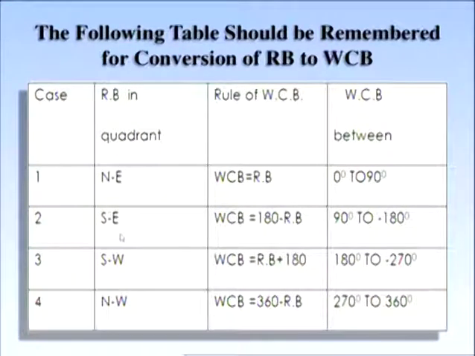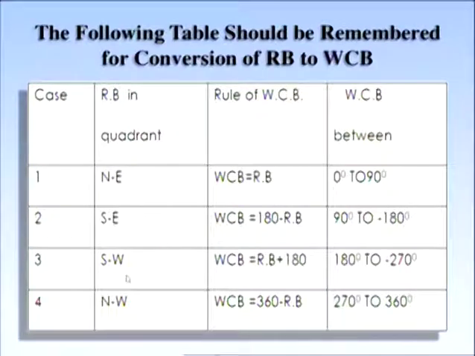Suppose it is in the second quadrant, that is in a southeast direction, south toward the east. Then to find the whole circle bearing from the reduced bearing, you put 180 degrees minus your reduced bearing value, and whatever answer you get, it is between 90 and 180 degrees, and it is your whole circle bearing.